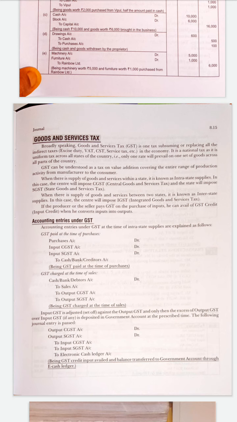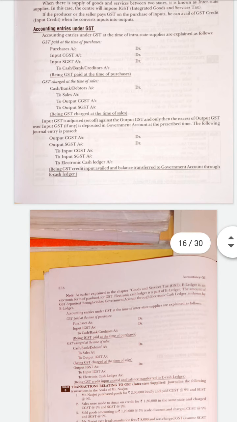Output CGST account debited, output SGST, to input CGST, to input SGST, and the difference amount is to be credited to the electronic cash ledger account, being the GST credit input availed, and the balance is transferred to the government account through the e-cash ledger. This is one of the rules. Okay. So next, come to the next one.